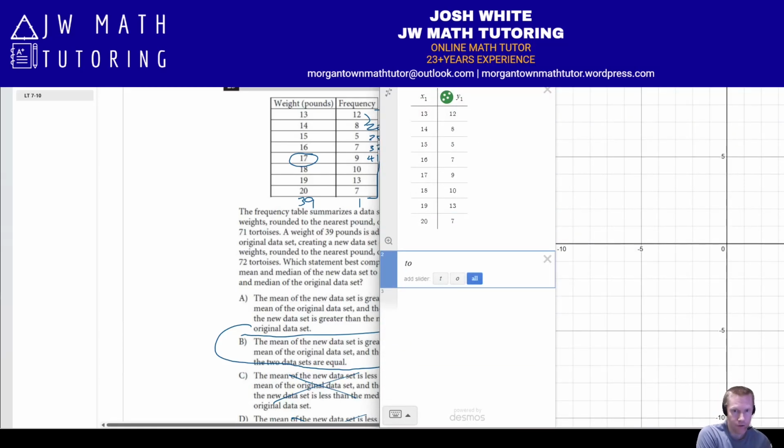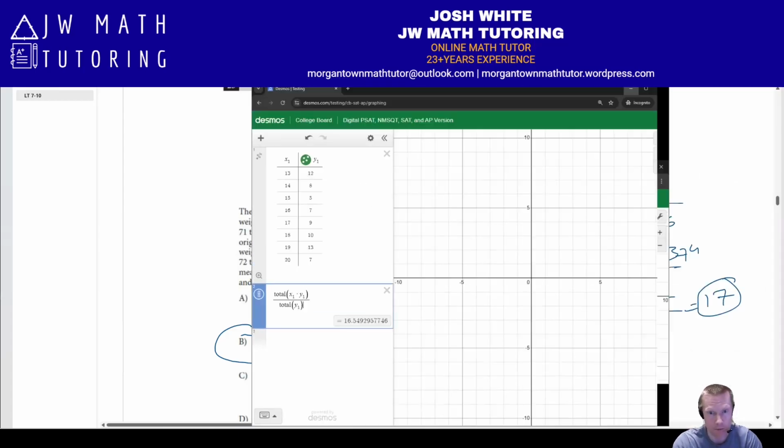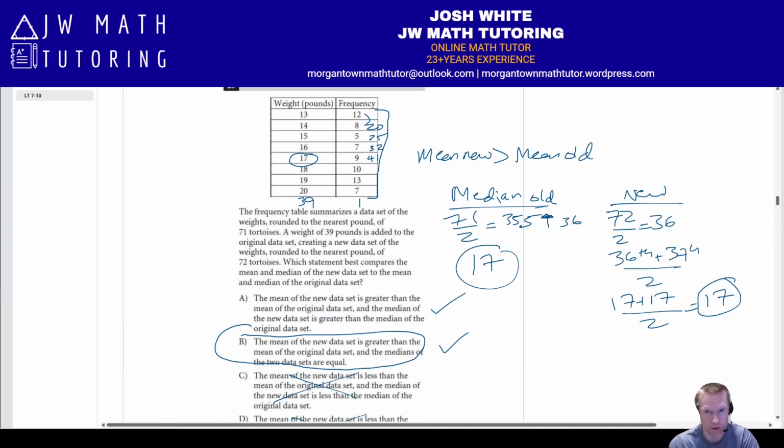All right, now what I'm going to type is its total of x1 times y1. So that just basically goes across each row and it multiplies the x1 value times the y1 value, and then it just sums them all up for the entire table. Then I need to divide that by the total number of values, i.e. the sum of the frequencies, which is basically just the total of the y1 column. So this is the original mean. It is 16.549. I'm just going to round it to 16.55.